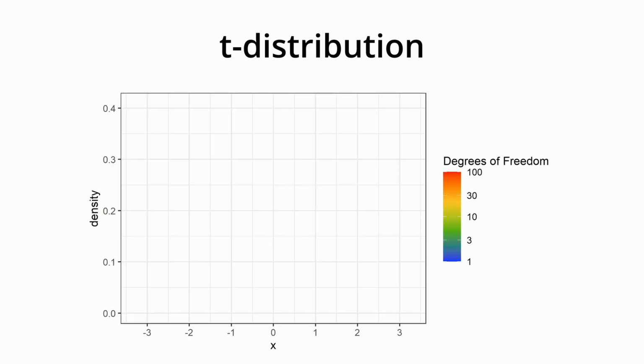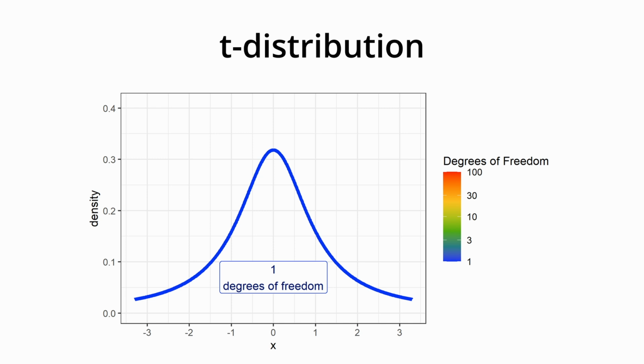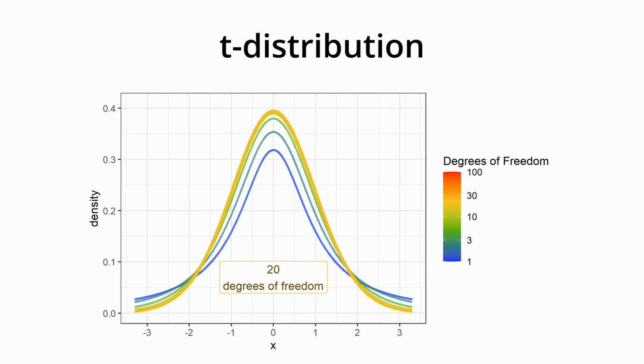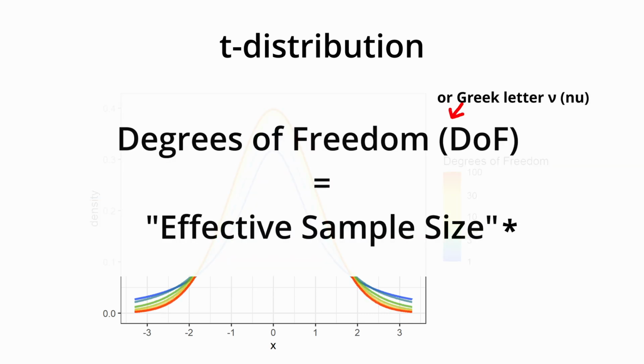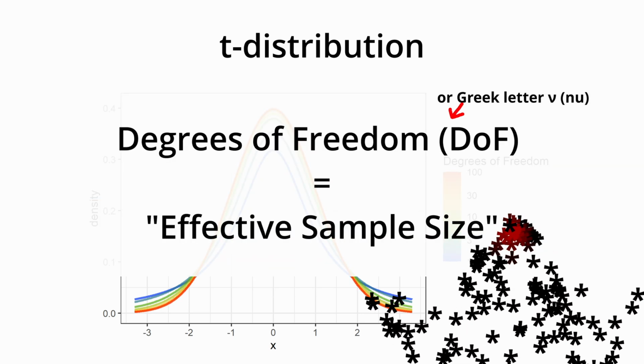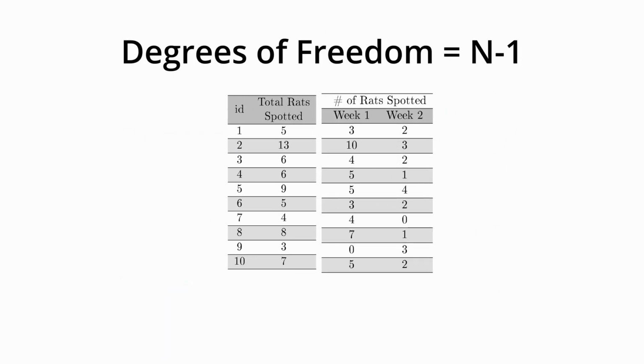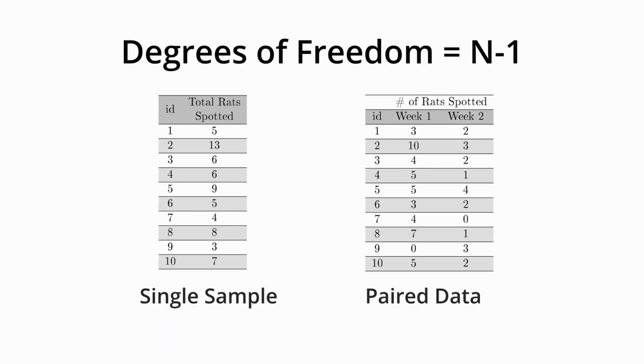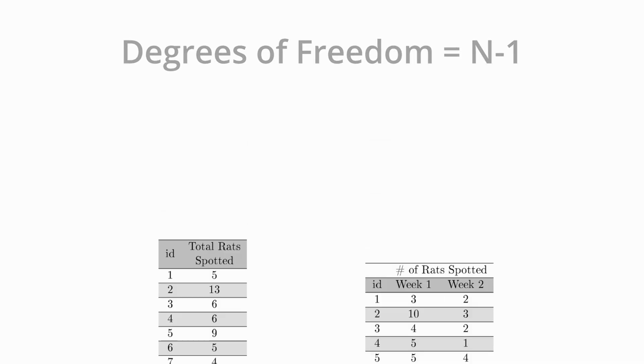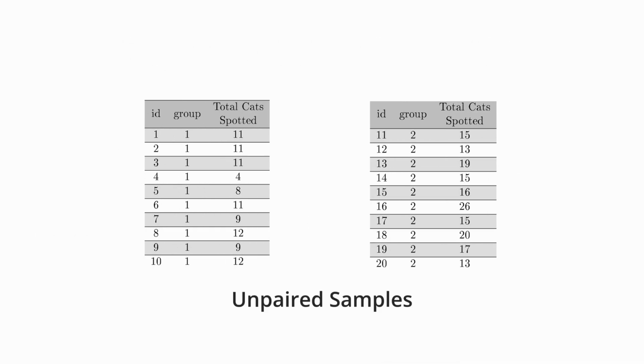The resulting distribution for the t-statistic is a bit wider than a normal curve. It is analogous to the standard normal curve, except it has a parameter called degrees of freedom, which is nebulously its effective sample size. For a single sample, or for paired data, the number of degrees of freedom is n-1. For two unpaired samples, there are other methods we won't worry about today, but I recommend looking up Welch's t-test if that is something you are interested in.